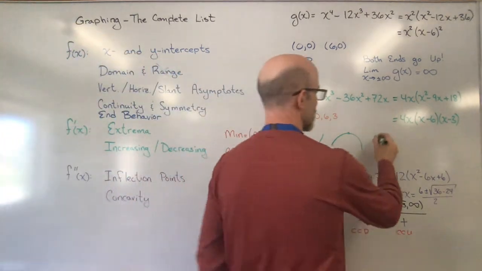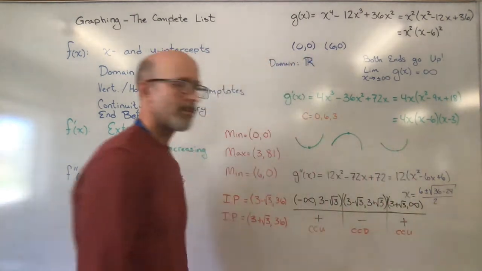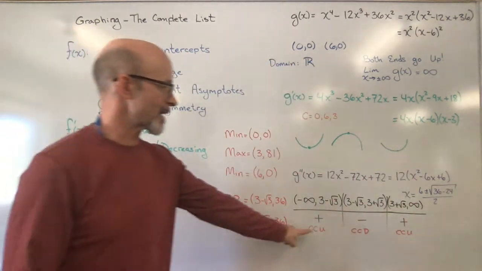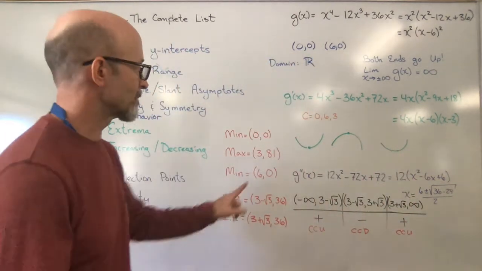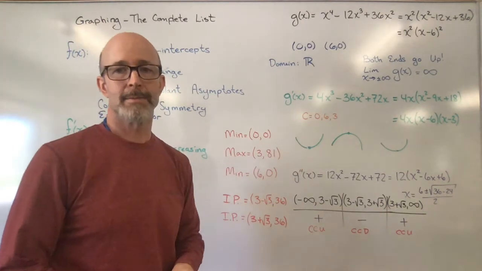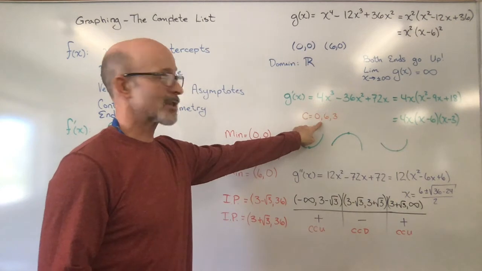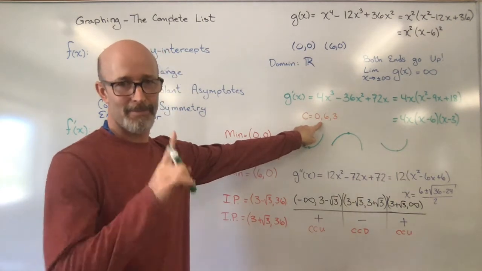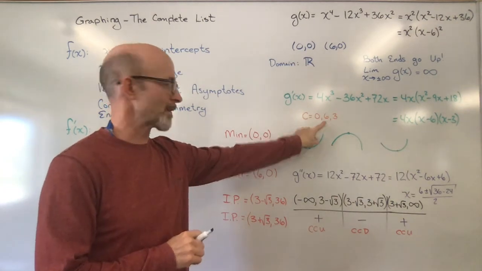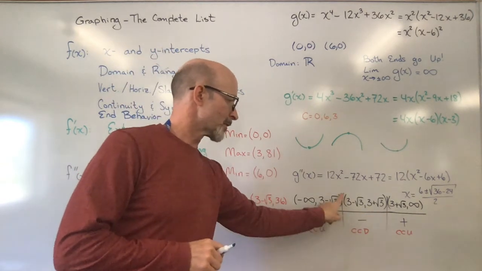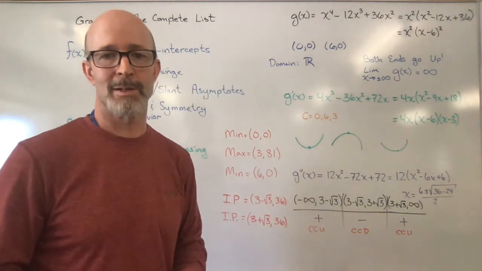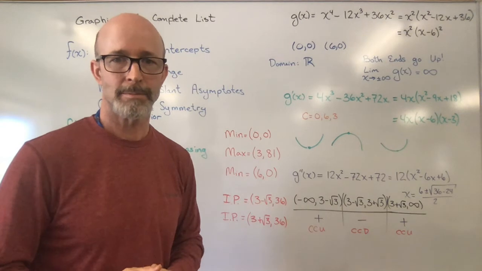Likewise, same thing over here for 6. So you can quickly, just by checking the concavity, know whether you have something that is a min or a max. If one of your critical values from the first derivative does not fall in one of those intervals, that means it was an inflection point in the first place.